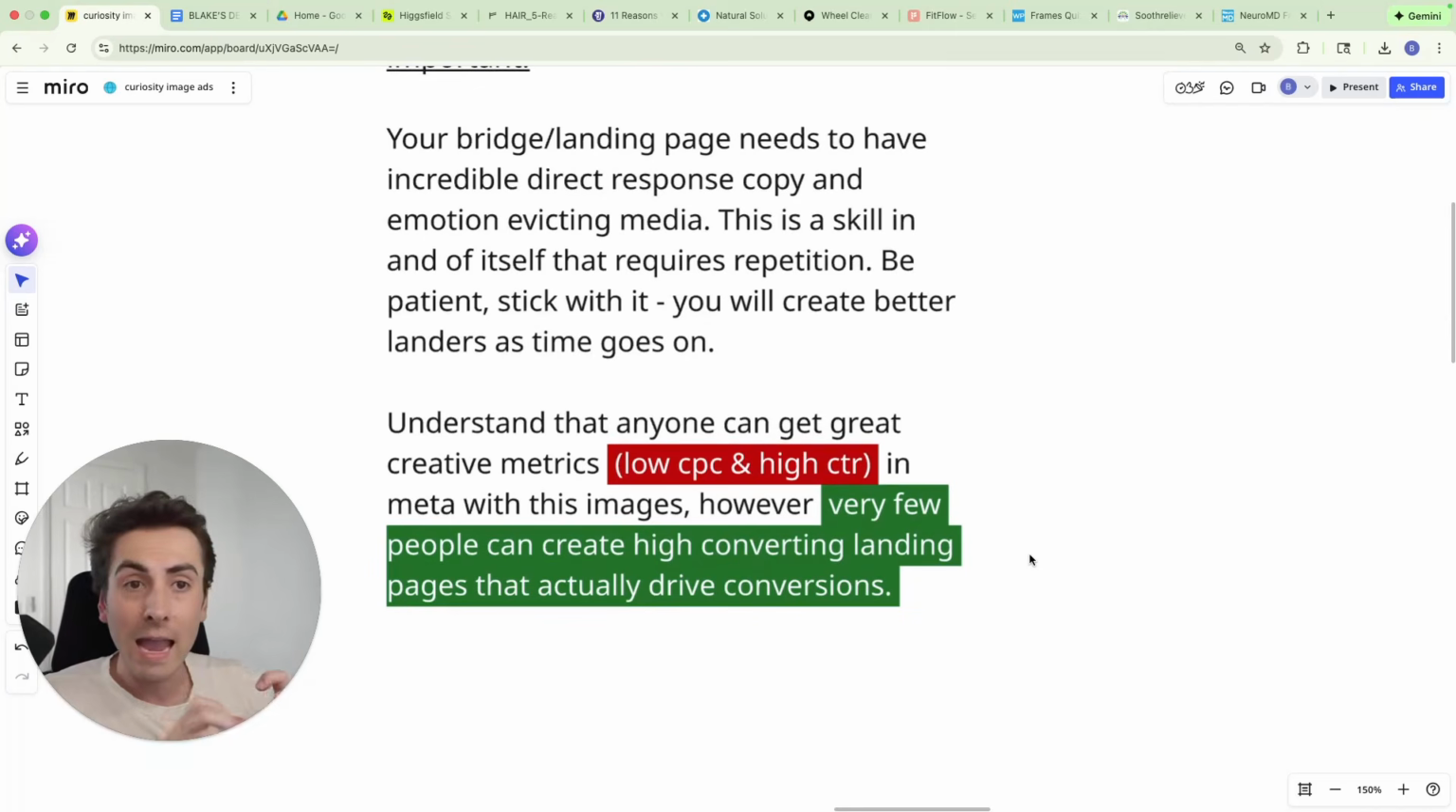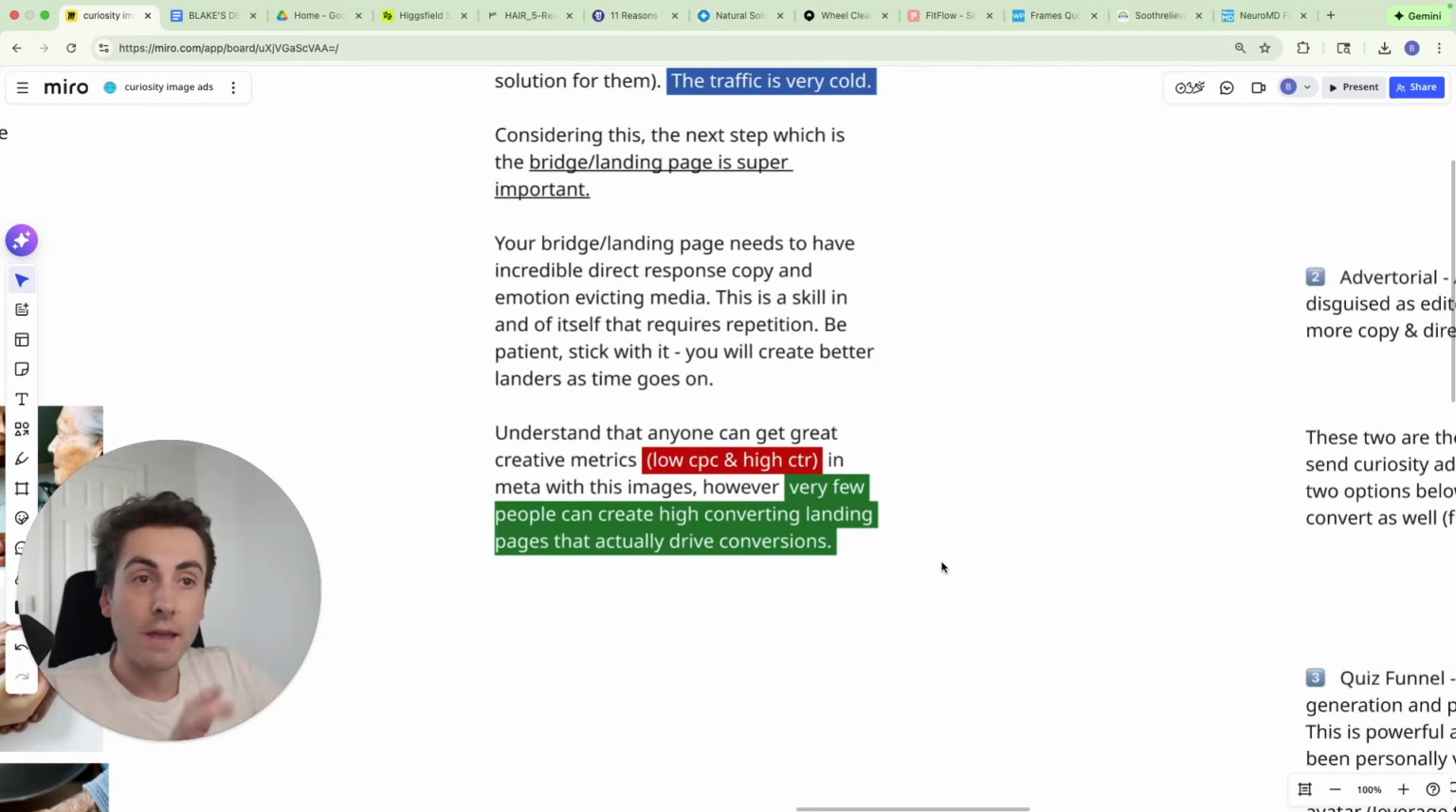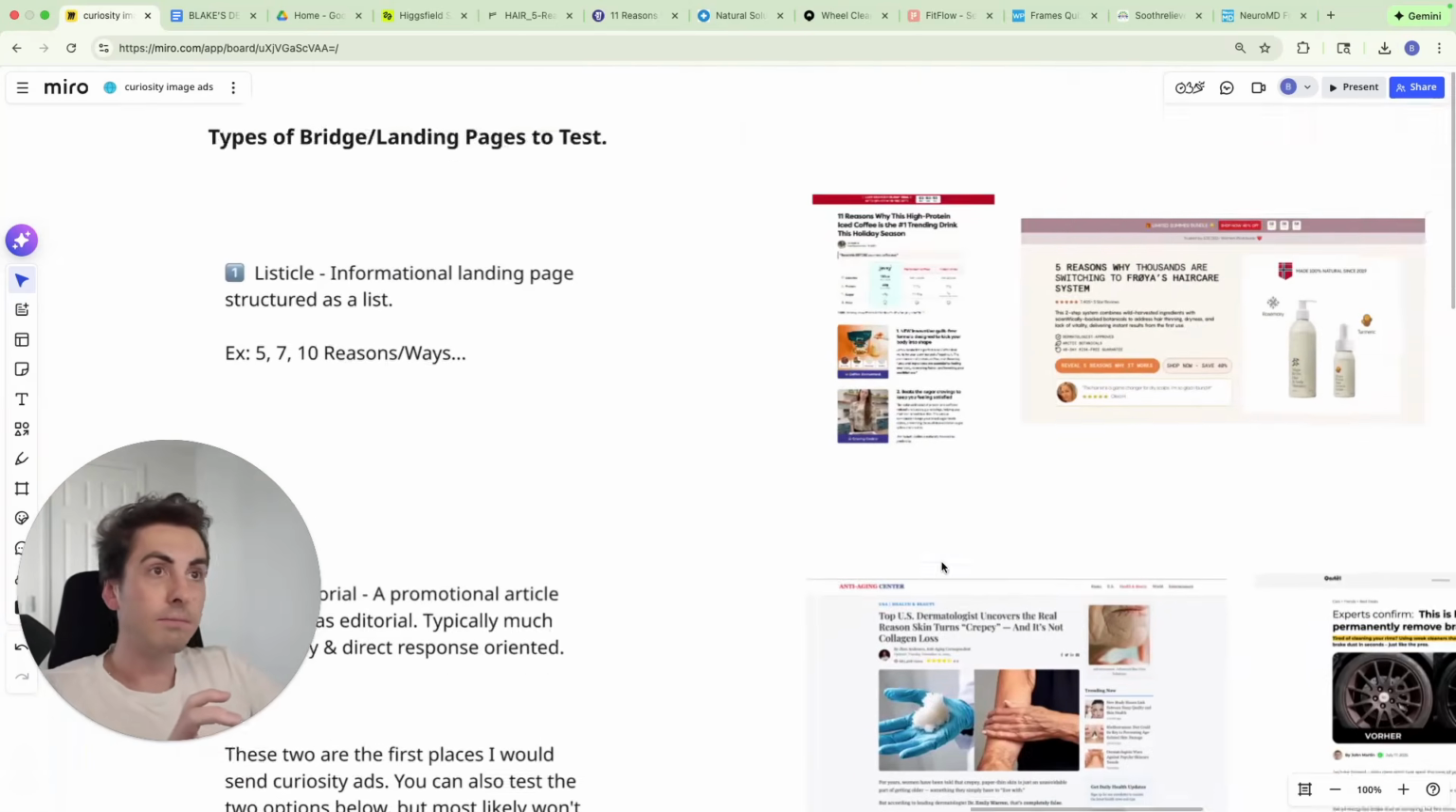Now, anyone can get good creative metrics, meaning on the Facebook side and your actual ads and creatives, when you're running these curiosity ads. Almost everyone's going to get good metrics there, but very few people actually convert the traffic. And in order to convert the traffic, you have to get good at writing copy and creating high converting landing pages that drive conversions. So how do you do that?